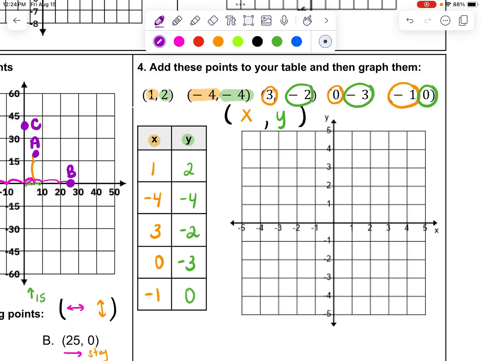So if I now graph those points, you'll notice that there are no labels, and that's okay. I'm going to go to the 1, 2. And remember, this first number tells me to go left or right. The second number tells me to go up or down. So I'm going to go right 1, up 2. Then I'm going to go left 4, down 4. Then I'm going to go right 3, down 2. 0 means stay. Don't go left or right, and just go down 3. And negative 1 means go left 1, but then the 0 means stay. So stay, don't go up or down. And my graph looks like this, a random scattering of points.